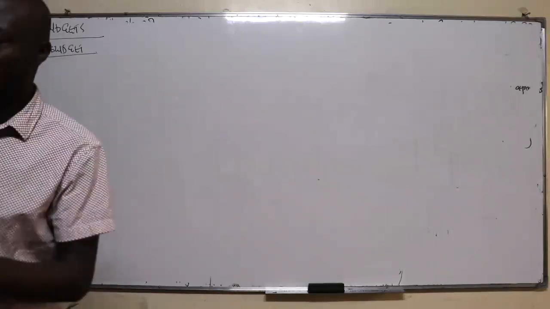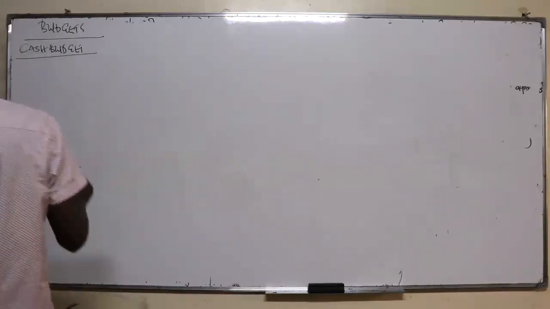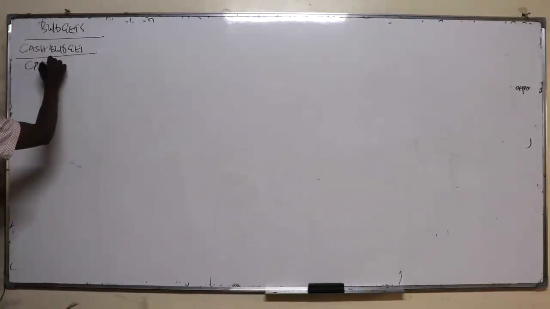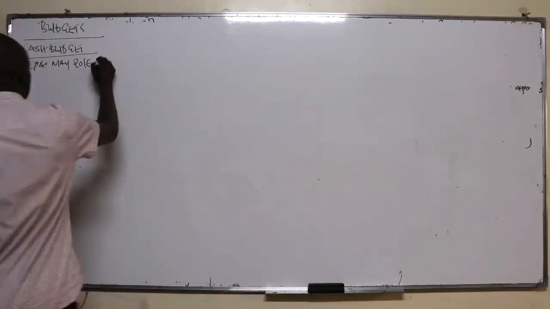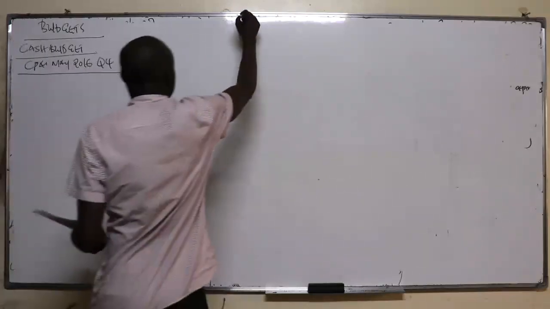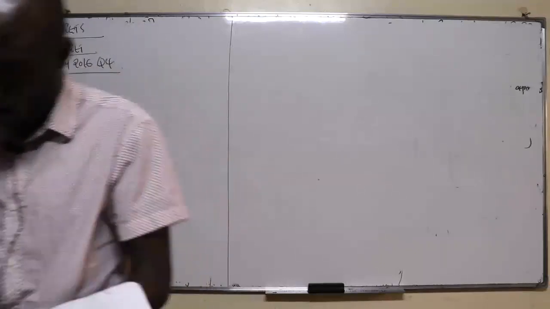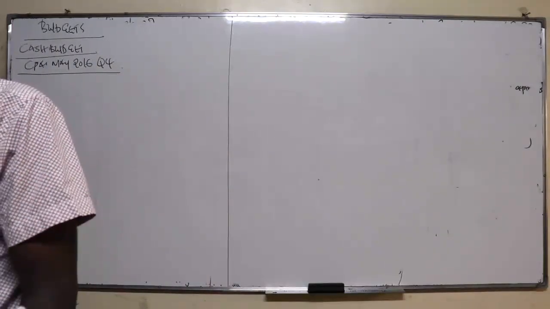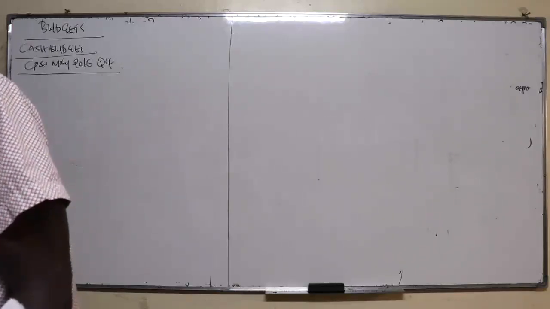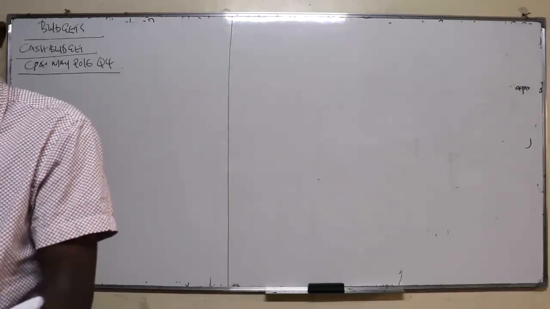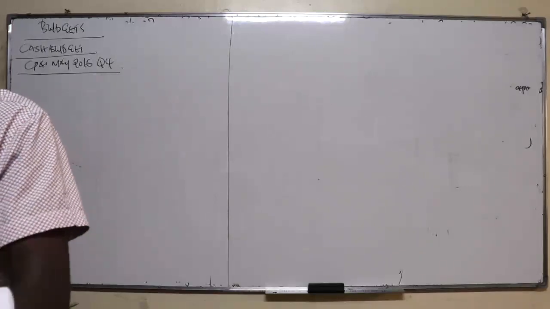So we're looking at the cash budget, and our question is from CPA, May 2016, question number 4. So May 2016 is number 4, before we look at other types of budgets.